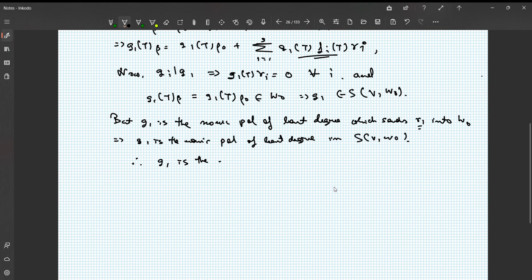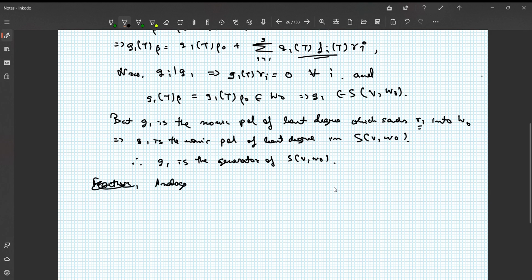So therefore G1 is the least degree monic polynomial in S(V; W0). So indeed it's the generator of S(V; W0). It's an ideal, it contains a least degree monic polynomial which generates S(V; W0). G1 is the monic polynomial of least degree inside, so it will generate S(V; W0).